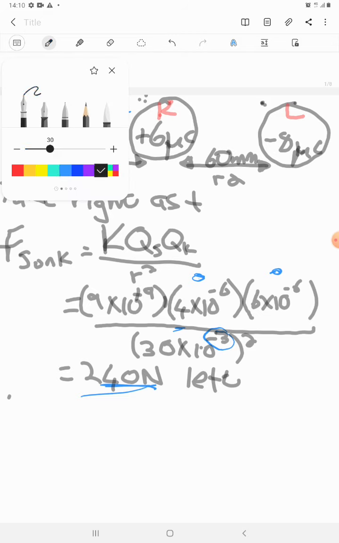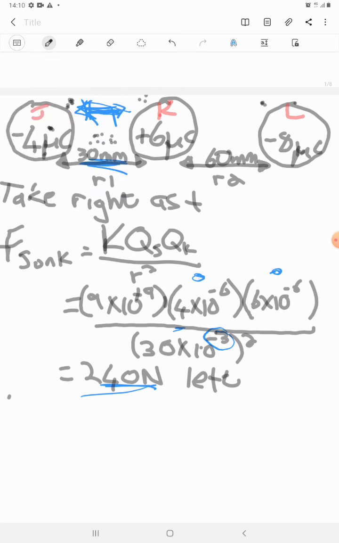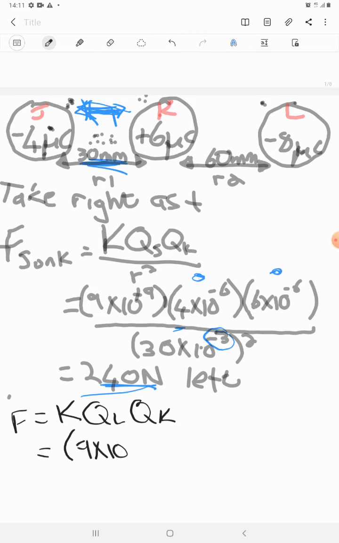Let's go with black again. Right, so let's try L onto K. So I'm going to say here F is equal to, once again, K, this time QL, and Q for K. Then I'm going to substitute it in: 9 times 10 to the power of 9.